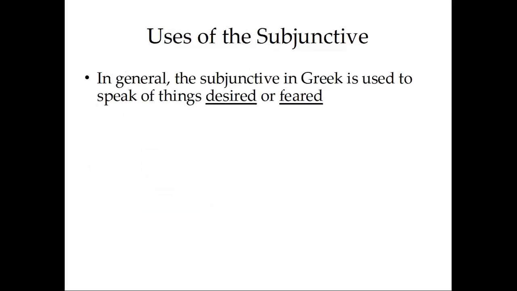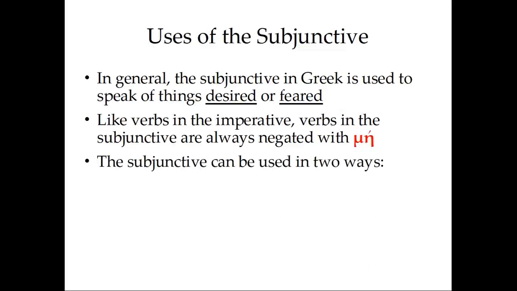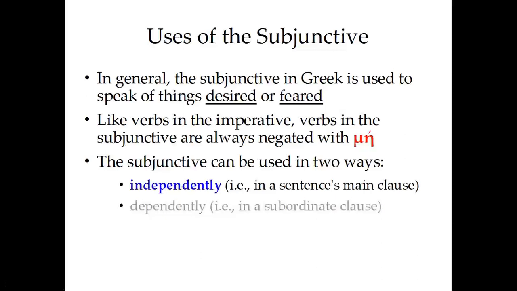Uses of the subjunctive. In general, the subjunctive in Greek is used to speak of things desired or feared. Like verbs in the imperative, verbs in the subjunctive are always negated with mē. The subjunctive can be used in two ways. It can be used independently, that is, in a sentence's main clause, or it can be used dependently, that is, in a subordinate clause. We're only going to take a look today at independent uses of the subjunctive, subjunctives that stand on their own.